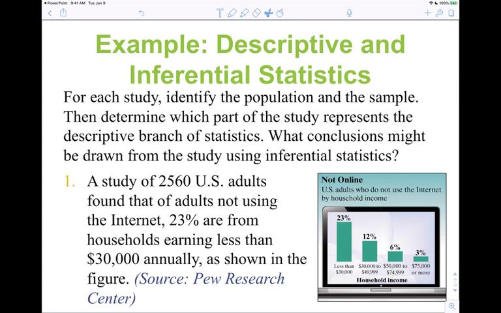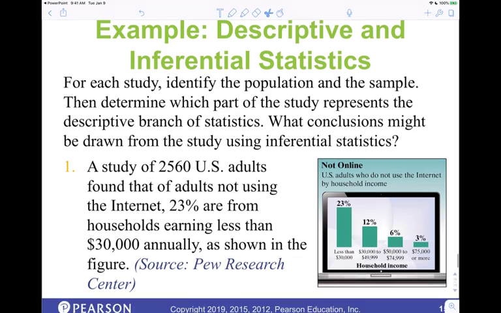who do not use the internet, the household income, not online. So there's a high percentage there that's not online. So it seems like the more money you make, the more likely you are to be online. That's what I would infer. Let's see, did I interpret that properly?